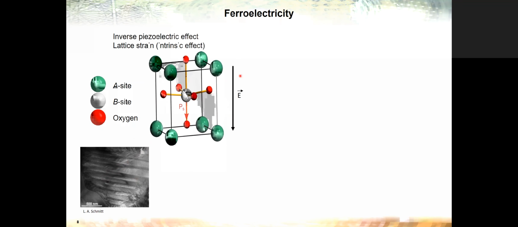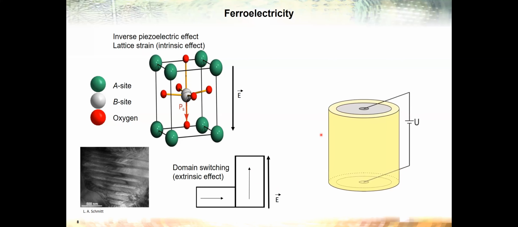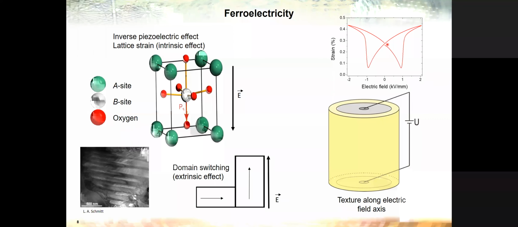When you apply an electric field, you have the inverse piezoelectric effect, which we also call lattice strain. It's the intrinsic effect of the unit cell. And you have domain switching, which means the domains switch along the applied electric field. These two effects together result in an elongation of the ceramic sample, which can then be used for the application. And then you can measure these macroscopic strain loops shown like here.